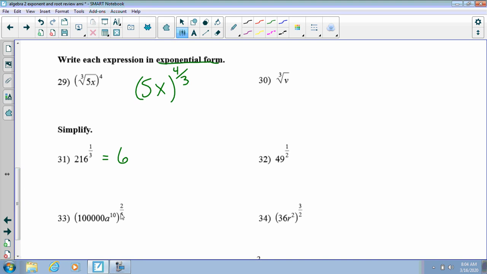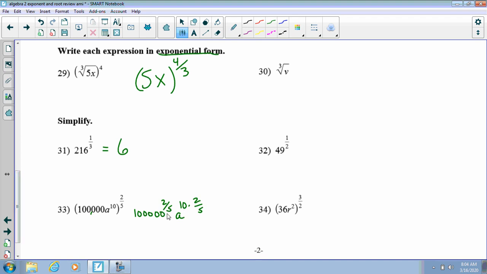Right, now we've got 2 things that we're going to raise to the 2/5. So we need to do, what's this, 100,000? So we're going to do 100,000 to the 2/5. And then we're going to multiply these 2 things together. So 10 times, we'll just write it like this. A to the 10 times 2/5. So a to the 2/5, the 5th root of 100,000 is just 10, and then we square it and we get 100. You can put that in the calculator too.